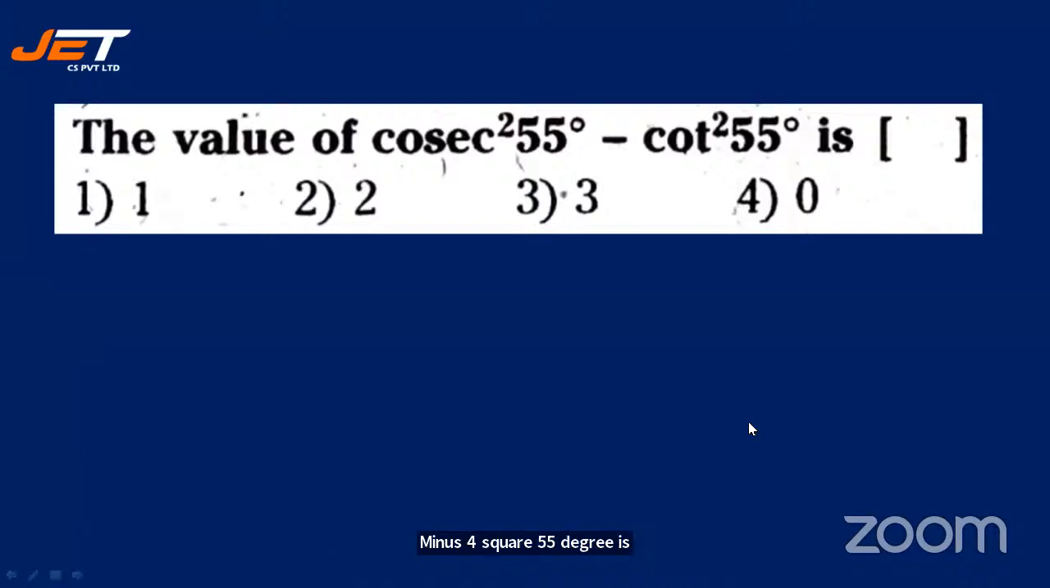Yes, I have already told you. I'm giving you one clue. Cosecant square theta minus cot square theta is 1. Now with this, tell me the answers. Let's see how many are. Yes. Many. I know you all are very smart.